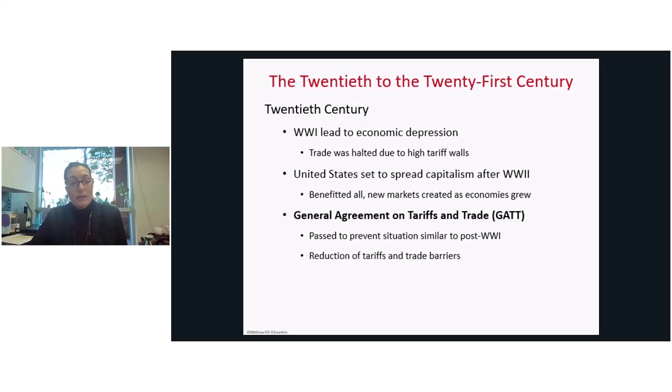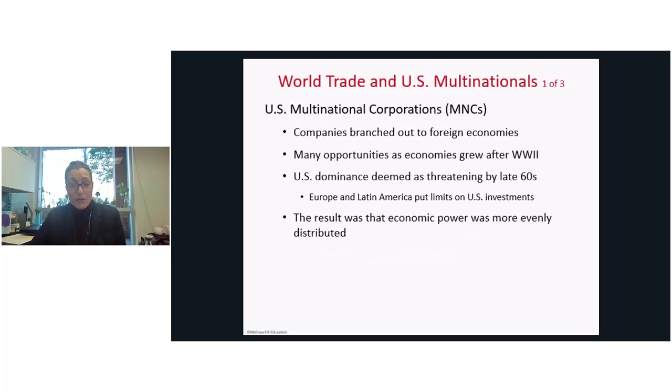The GATT agreement, the General Agreement on Tariffs and Trade, was passed to prevent a similar situation to what happened post-World War I. So the GATT came into effect post-World War II and effectively was put in place in order to reduce tariffs and trade barriers so that we didn't go into economic depression again.